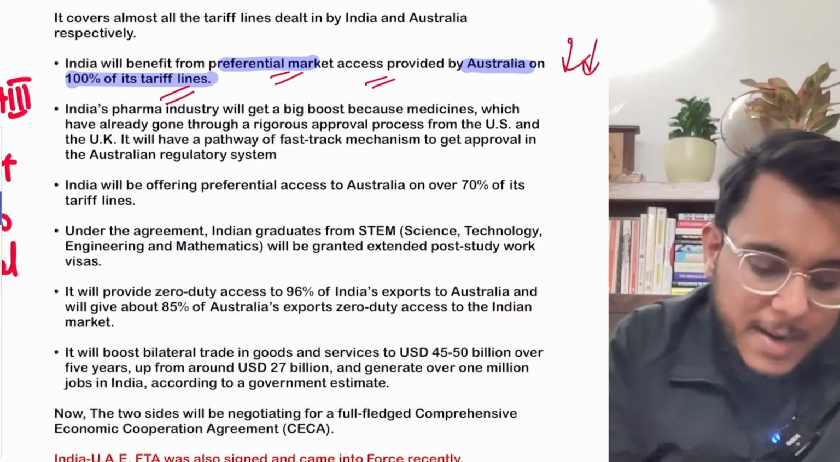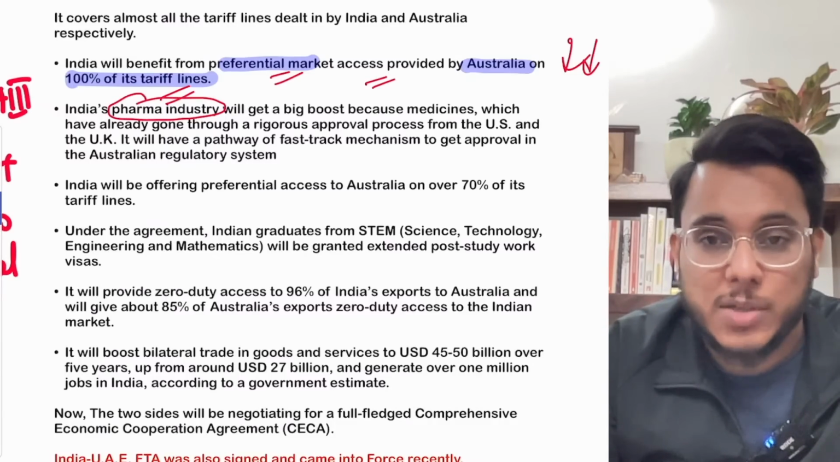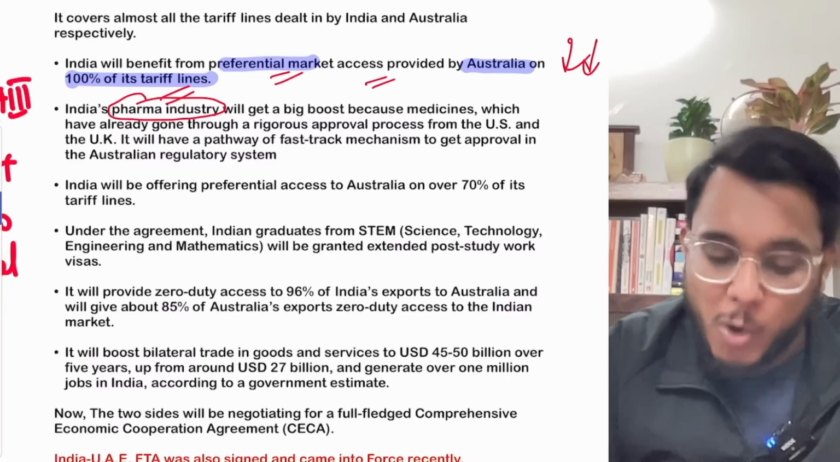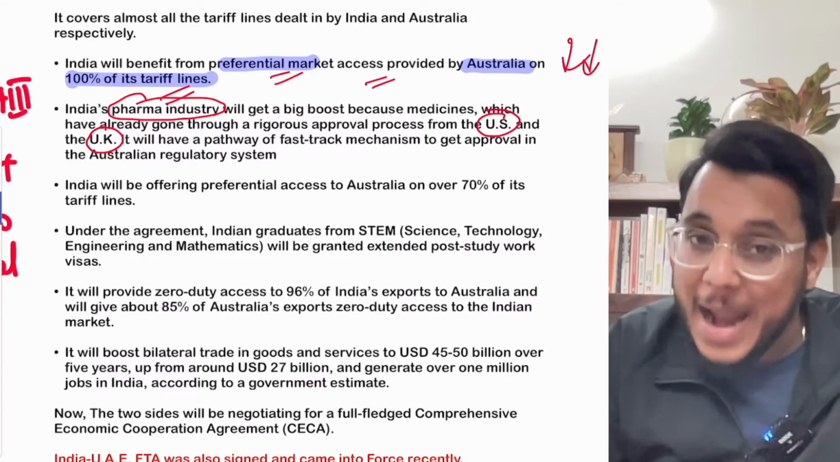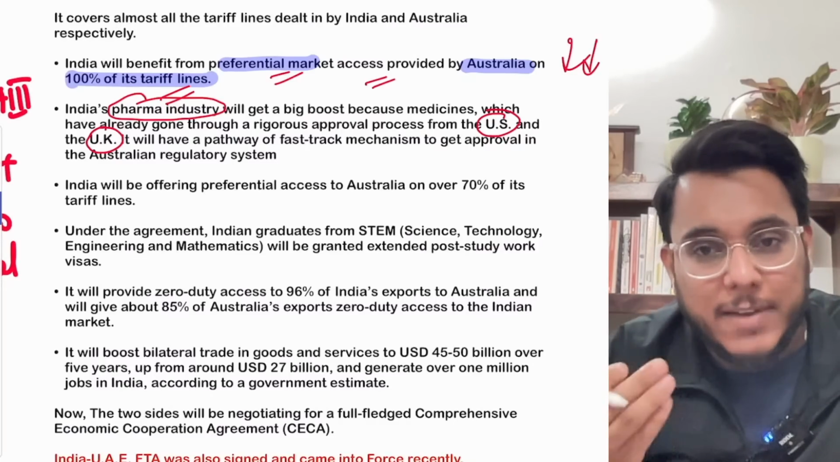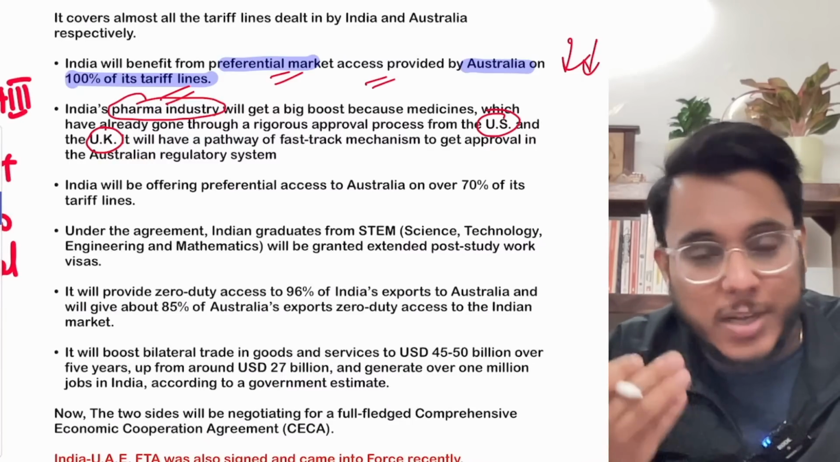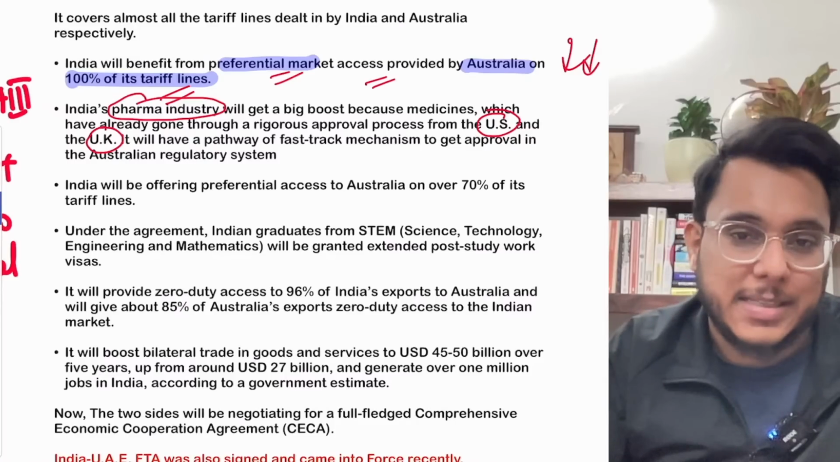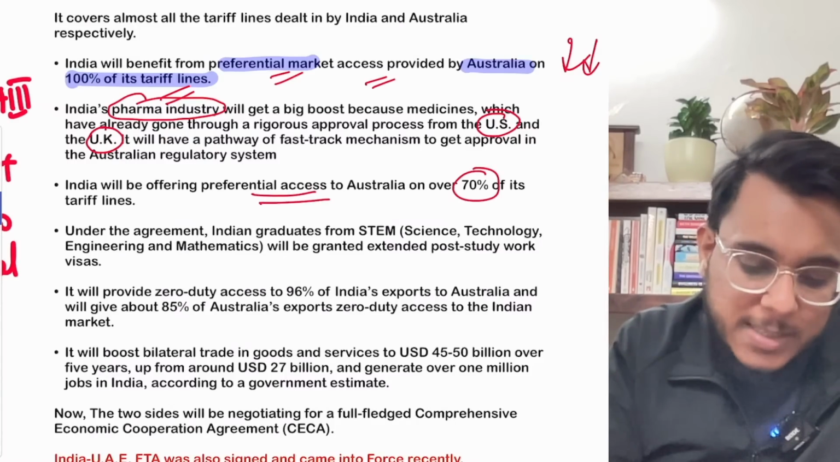After that, India's pharmaceutical industry will get a big boost. You see that India's medicines have already been approved by the USA and the UK's regulatory bodies. And once they have been approved there, in Australia they can get a very fast track approval. And in Australia also, the Indian pharmaceutical products market can increase. Then India will be offering preferential access to 70% of the tariff lines.